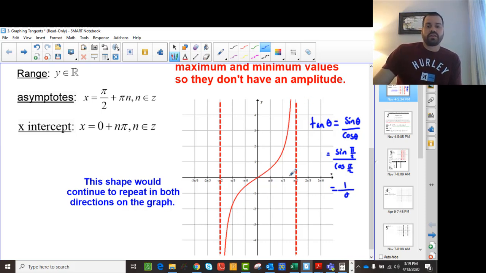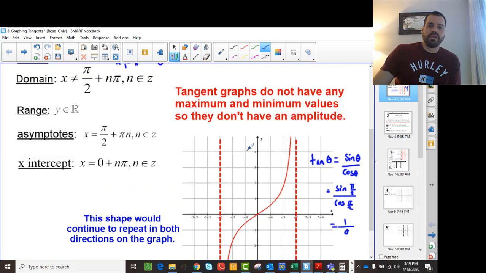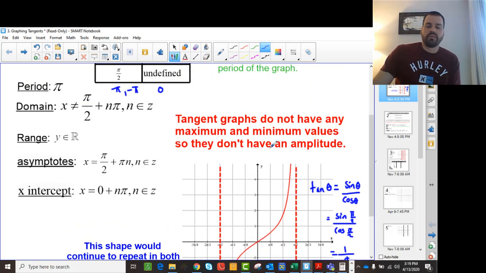Now, this repeats again right afterwards, okay? And so it's periodic like sine and cosine, but what's different is that it doesn't have a max or a min. You'll see I've written that there in big red letters, but it doesn't have a max and min, so it doesn't have an amplitude. It still has an a value, like if you're going to add in a, b, h, and k like we did with sine and cosine, it still has an a value, but it just doesn't describe the amplitude. There isn't one because it doesn't have a max or a min.